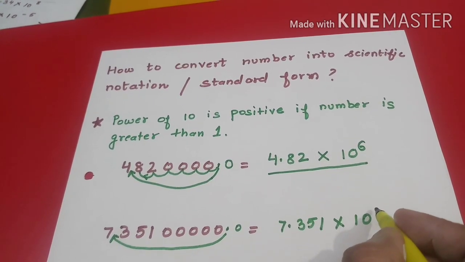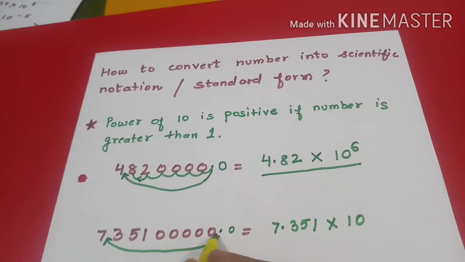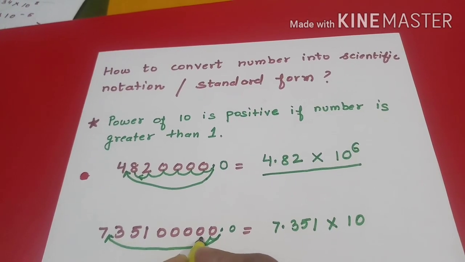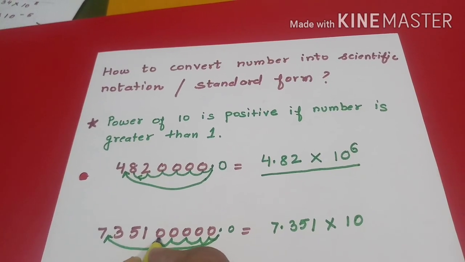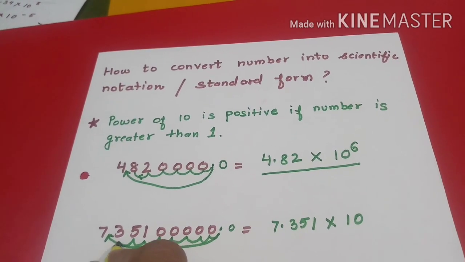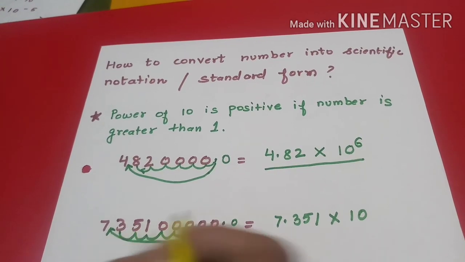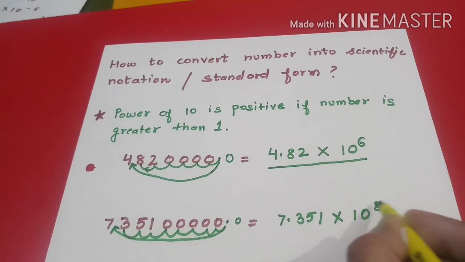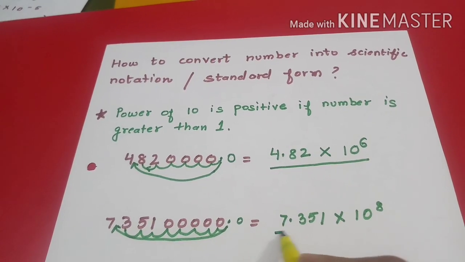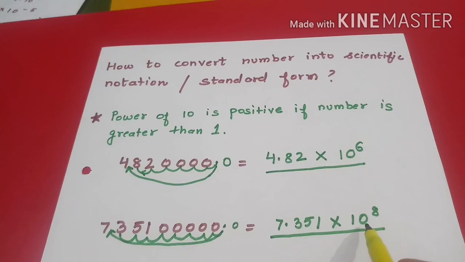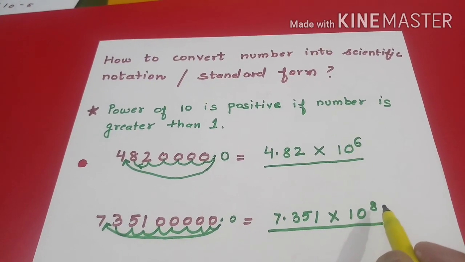Now come to the power of 10 part. What will be the power of 10? The number of places the decimal has been shifted. So now let's see: 1, 2, 3, 4, 5, 6, 7 and 8. Here the decimal has been shifted 8 places. So my power is 8. So what will be the scientific notation? 7.351 multiplied by 10 raised to power 8.